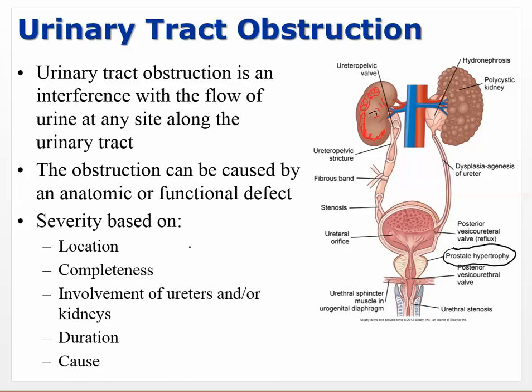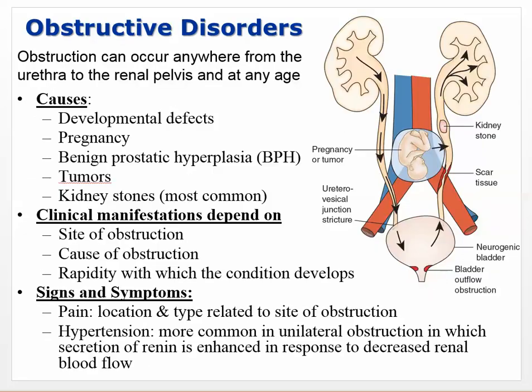So the severity is based on a lot of different things: location, and completeness, whether you've completely obstructed flow or only partially obstructed flow, involvement of the ureters or the kidneys, whether it is upper or lower, the duration, how long it's been going on, and what's causing it. What's causing it could have a lot to do with treatment, obviously, if it's a tumor or if it's kidney stones.